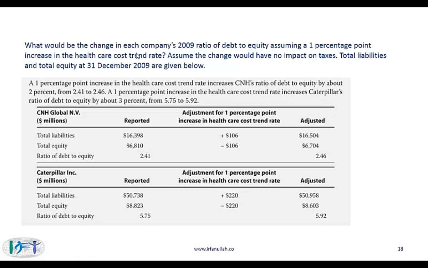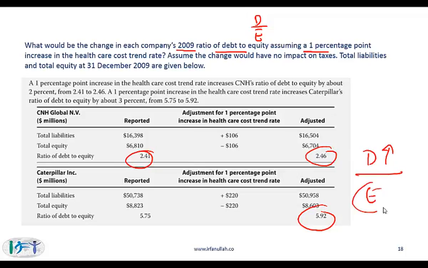And then what would be the change in each company's 2009 ratio of debt to equity, assuming a 1% increase? Here again, the calculations are done for you, but you can see that the debt to equity ratio actually goes up. Why does the ratio go up? Because if you are assuming that costs are going up at a higher rate, that means the present value of the obligation, which is debt, is going up. And essentially equity is not impacted, so relatively speaking, your ratio of debt to equity is getting worse.